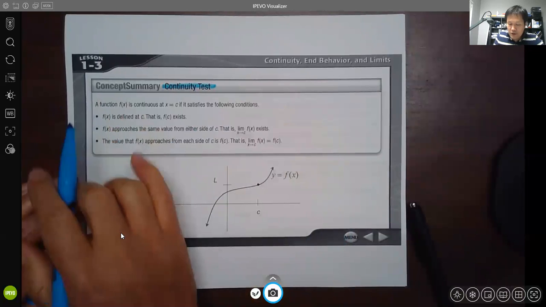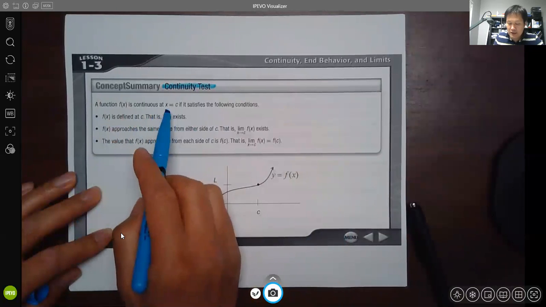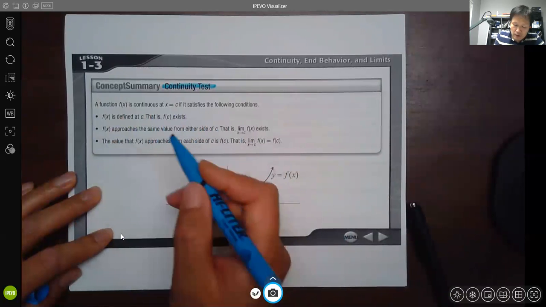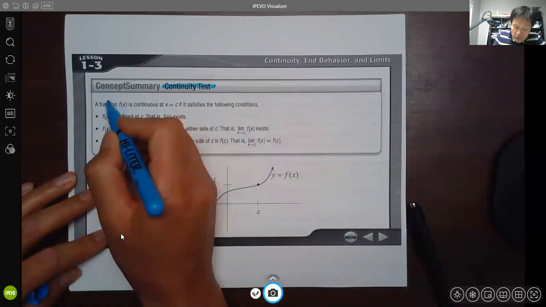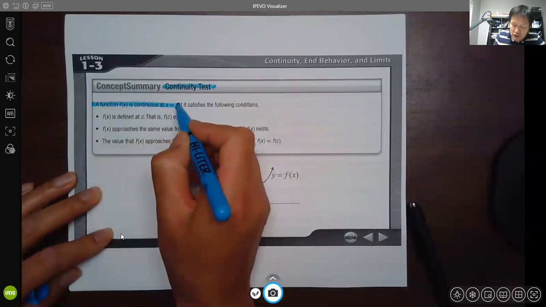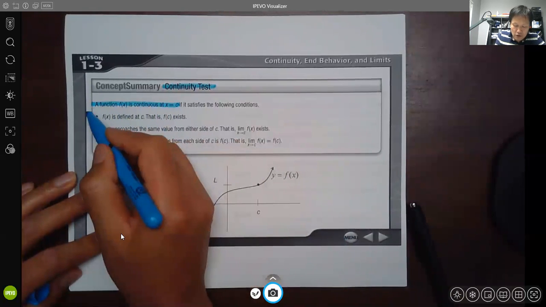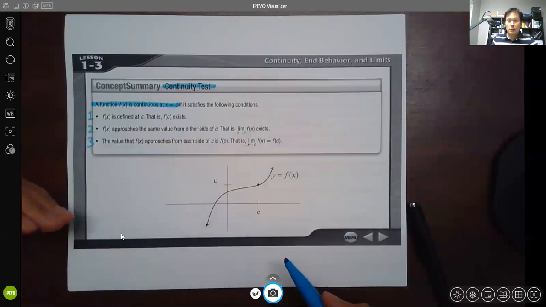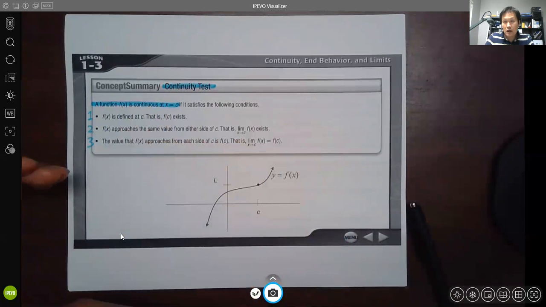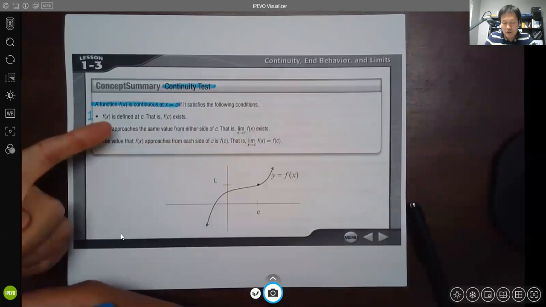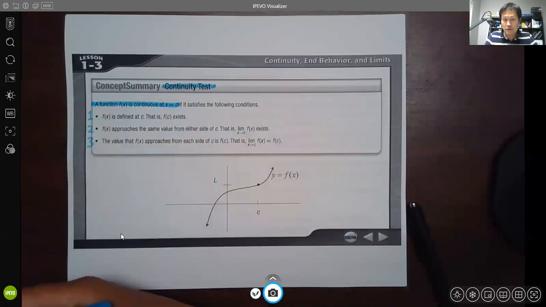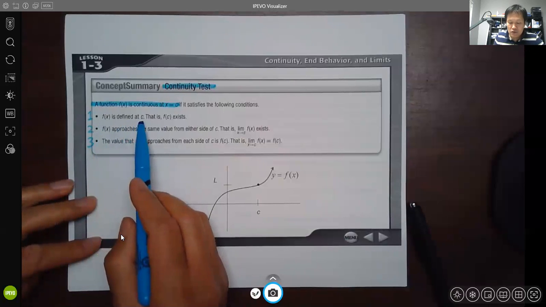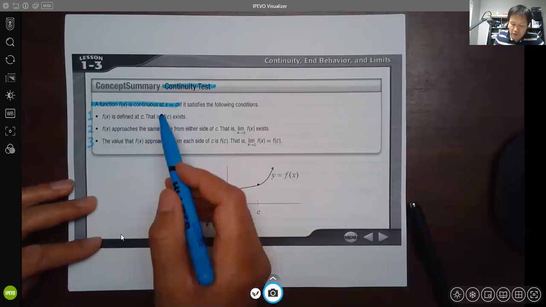The function f is continuous at x equal to c if it satisfies the following conditions. So function f of x is continuous at x equal to c if it satisfies condition number 1, condition number 2, condition number 3, all of it. If any of the conditions is not satisfied, then we cannot say function f of x is continuous. First, f of x is defined at c, which means f of c exists.